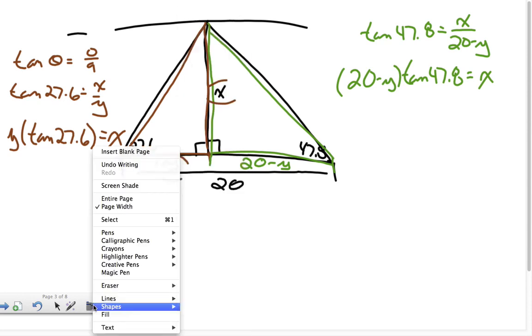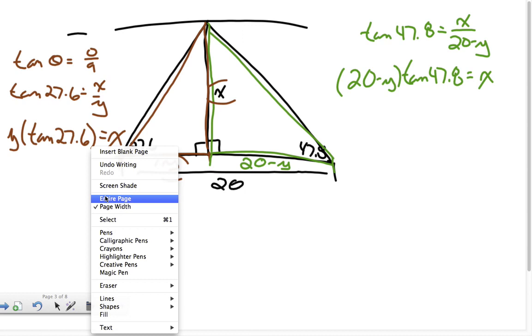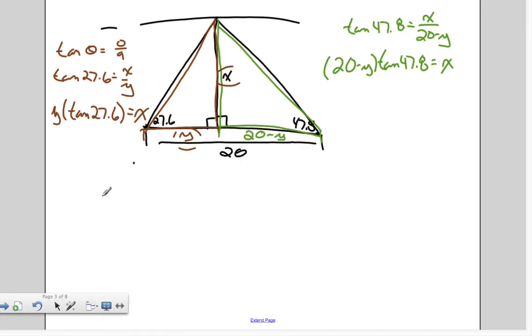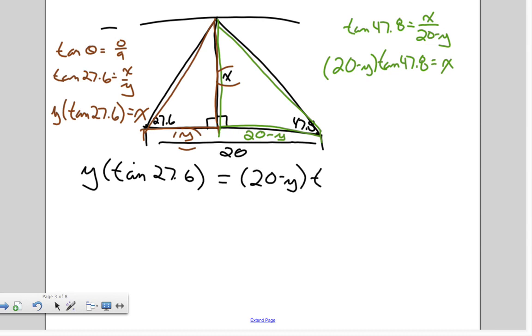So what's x equal to here, on this side, the red? It would be y times tan of 27.6. So x is equal to that. It's also equal to this, which is 20 minus y times tan of 47.8.